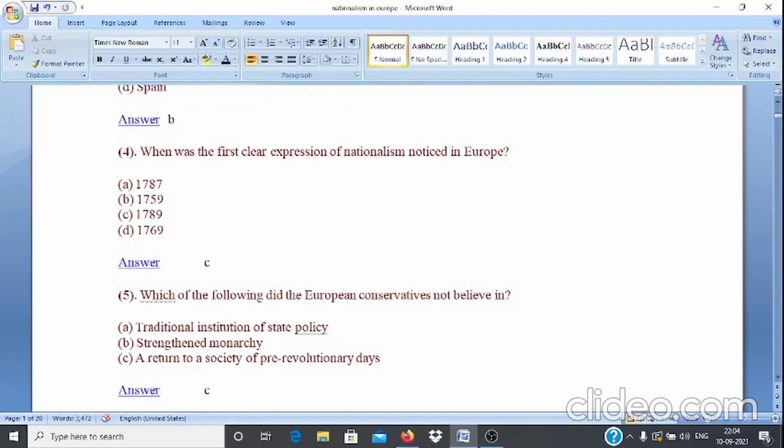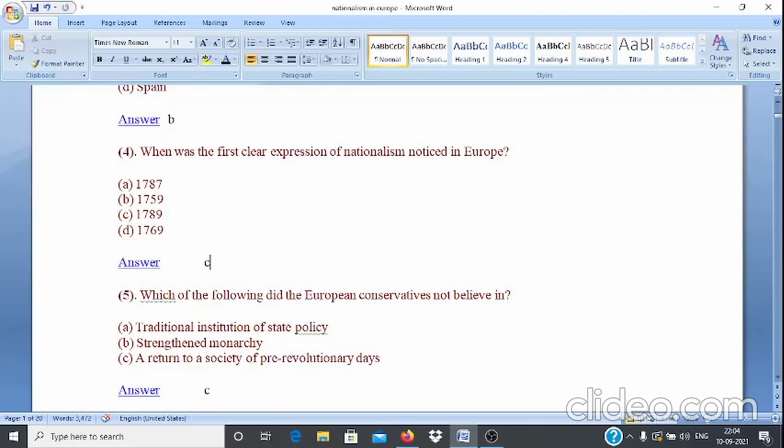Question number 4. When was the first clear expression of nationalism noticed in Europe? A. 1787, B. 1759, C. 1789, D. 1769, and answer is option C, that is 1789.